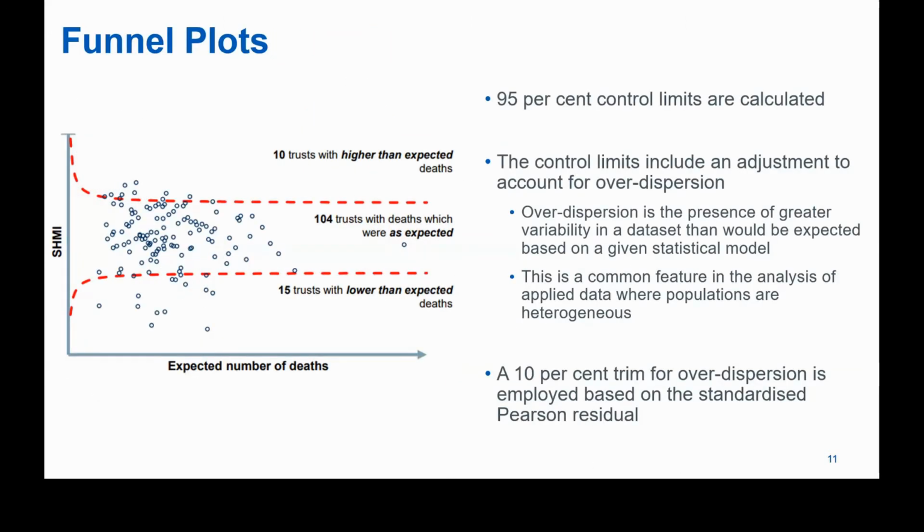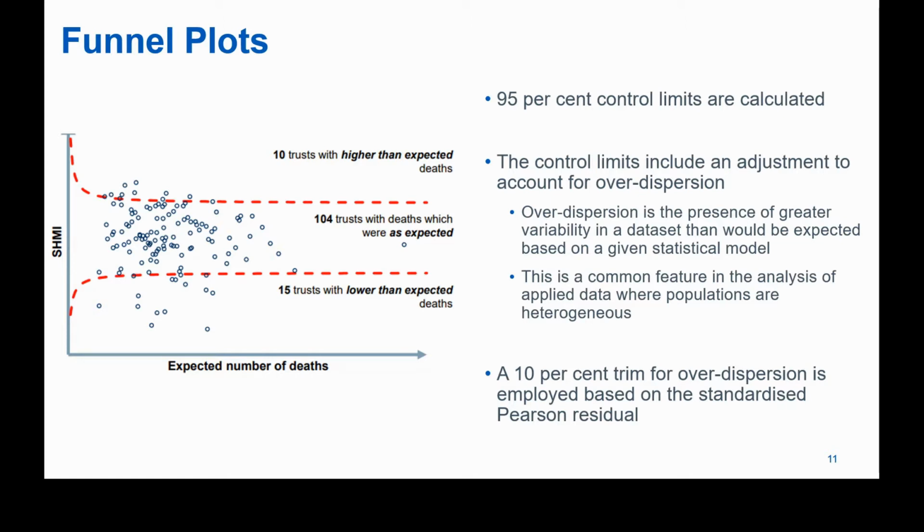So we then plot each and every trust using a very simple funnel plot chart, and we compare that to 95% control limits, and we categorize each of the trusts, and each of the sites I should say, but this is trusts on here, as to whether it is higher than expected, as expected, or lower than expected. And we use control limits that account for over-dispersion.